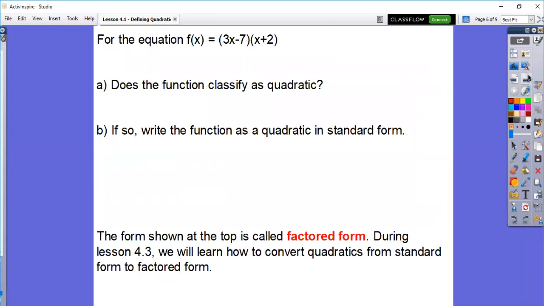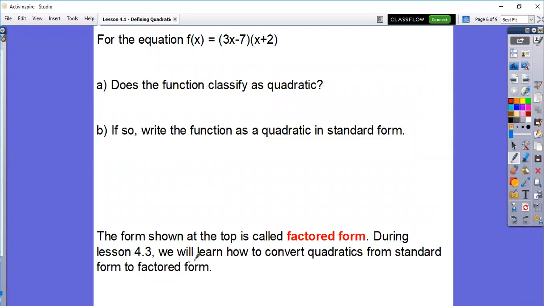All right. So this form right here, I'm going to show you a couple of these different forms, and we'll go back and forth between this form and standard form in class. But this form right here is called factored form. Factored form is when I write the quadratic as the product of two linear factors.